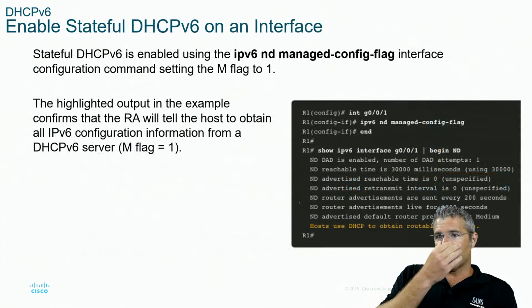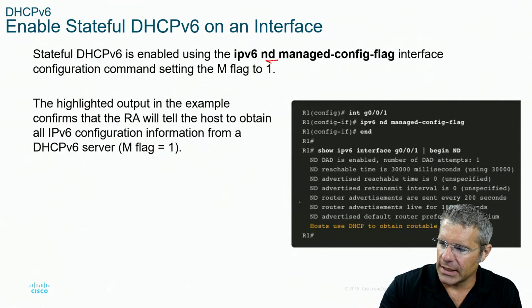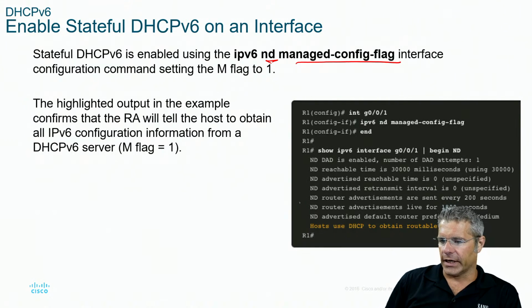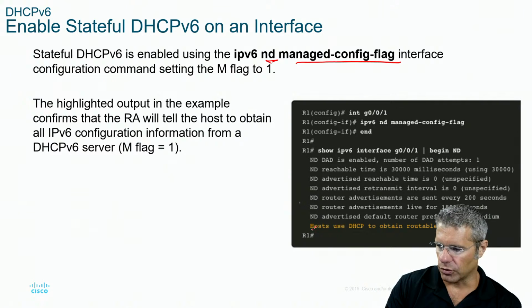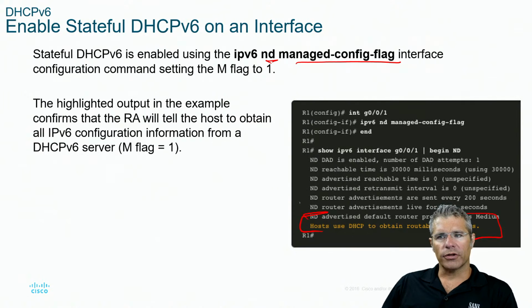So if you are setting this up on your favorite Cisco router, you go in IPv6 ND managed config flag, which turns that M flag to 1. And when your clients see, if you do a show IPv6 interface, you will see hosts use DHCP to obtain a routable address. Routable addresses are good.